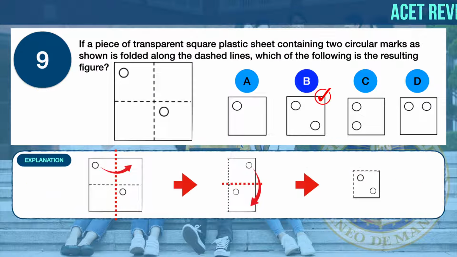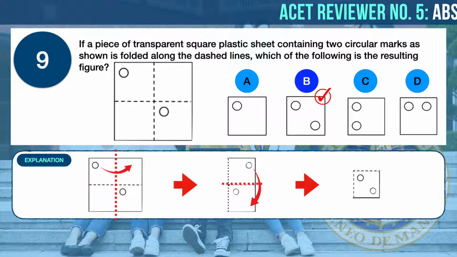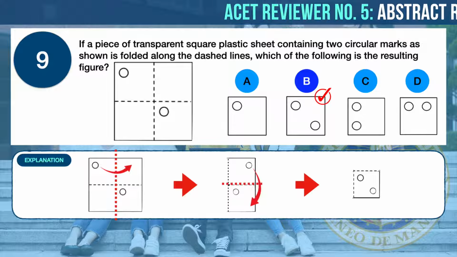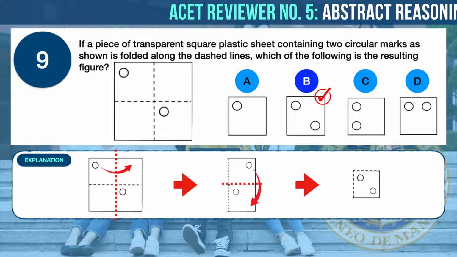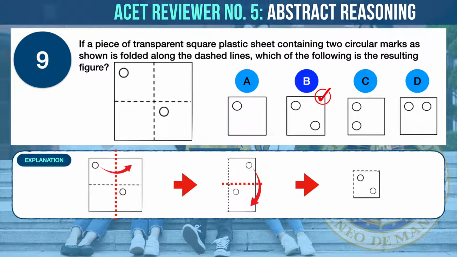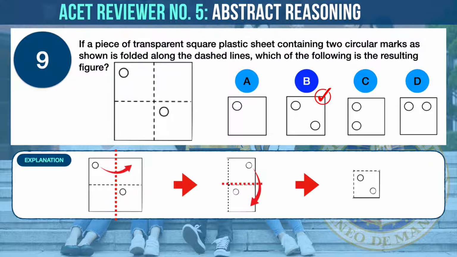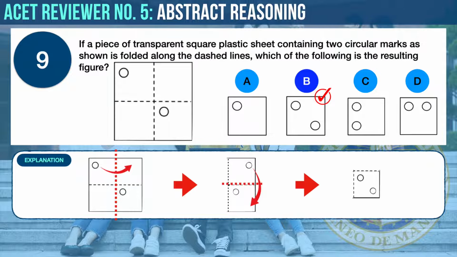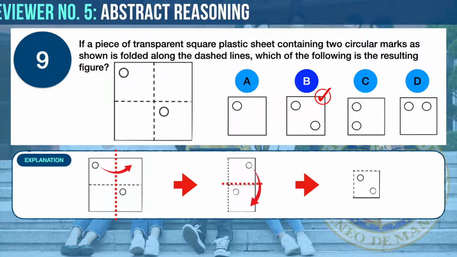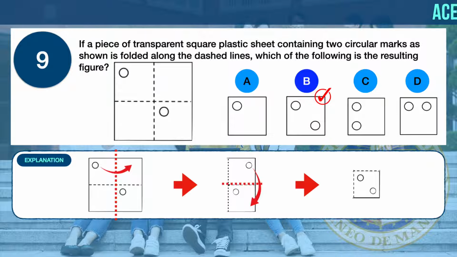The correct answer is B. You will need to mentally follow the circular marks as you mentally fold the transparent square plastic sheet, to establish where they will end when the sheet is folded. Again, this is not so much to test your ability to figure out the principle behind the given problem, but to test how quickly you can move and manipulate objects mentally.